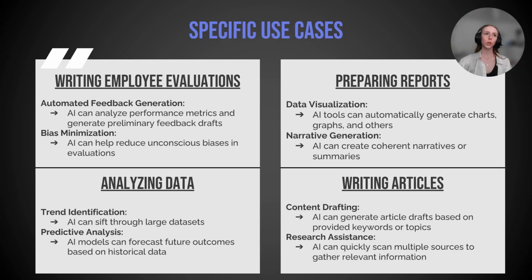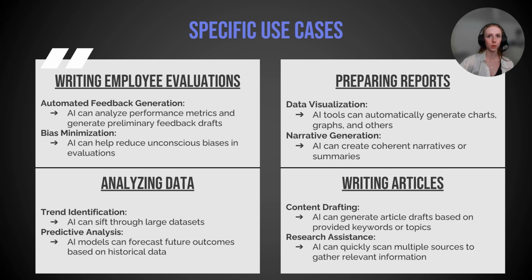So here we have some specific use cases for using AI in business. You can use it to write employee evaluations, for example. In this way, you can get automated feedback generation. So AI can analyze performance metrics and generate preliminary feedback drafts. And then from there, you can allow managers to fine-tune and personalize these statements. There's also bias minimization. By using standardized criteria, AI can help reduce unconscious biases in evaluations. So you can start from using data instead of just your personal opinion of someone, and then you can go from there.